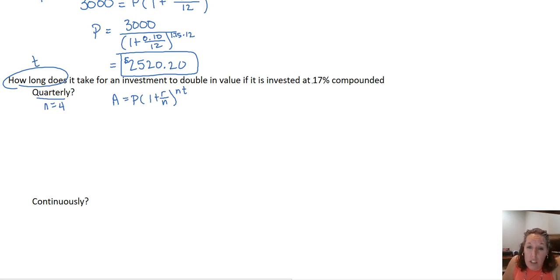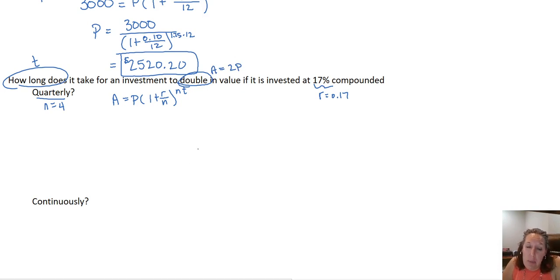We know r is going to be 0.17, but that's all that we have. We don't know our A and our P, and we're looking for t. But it does tell us how long does it take for an investment to double. So what that means is that A is equal to 2 times P. If you want to go ahead and plug in a value, you can. We'll see here in just a minute why it does not matter what P is.